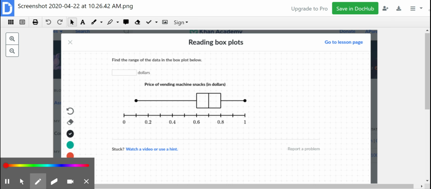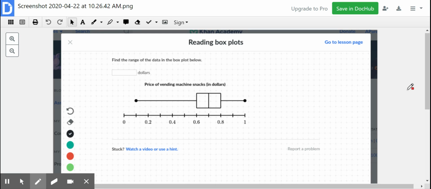Everybody. Today I want to talk to you about reading box plots. I want to show you what information you can get from a box plot and also how to find the interquartile range. So we have a question here, and this is just from Khan. It says, find the range of the data in the box plot below, and they want the number of dollars. So price of vending machine snacks in dollars, and they show us a box and whisker plot.